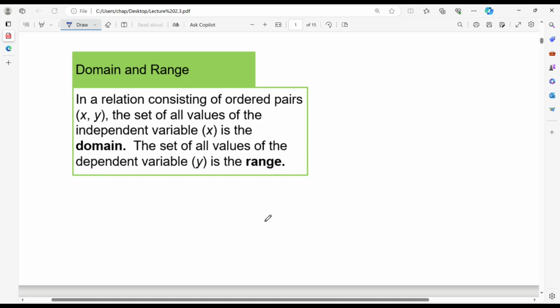The domain and range. In a relation consisting of ordered pairs (x, y), the set of all values of the independent variable, denoted with the letter x, is known as the domain. The set of all values of the dependent variable, denoted with the letter y, is the range.